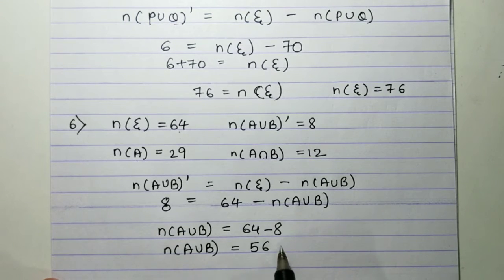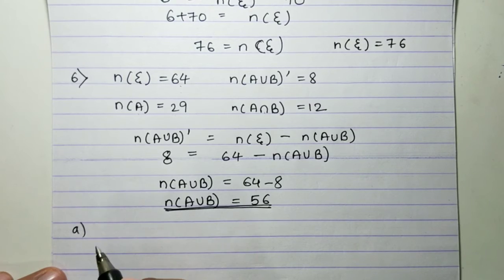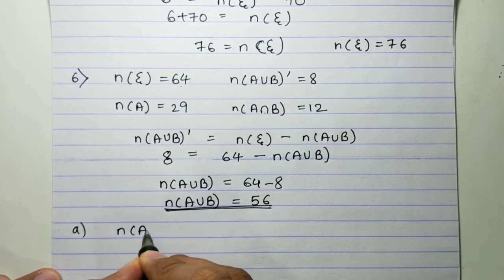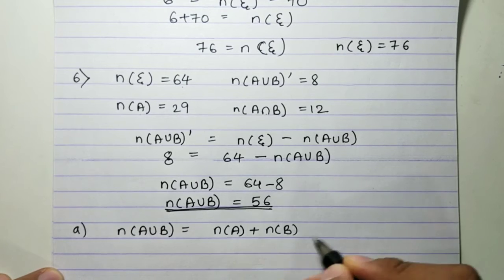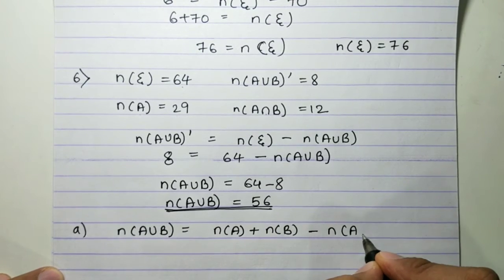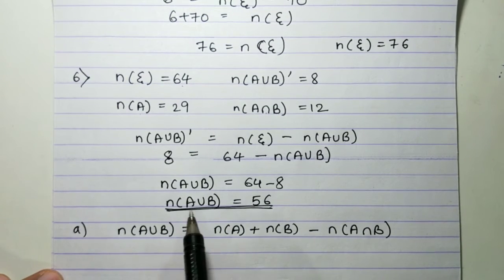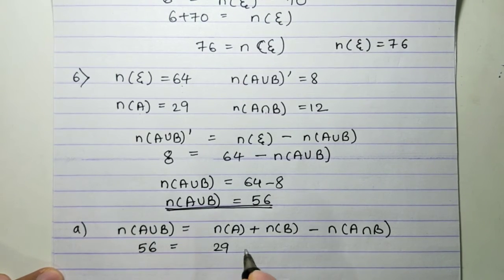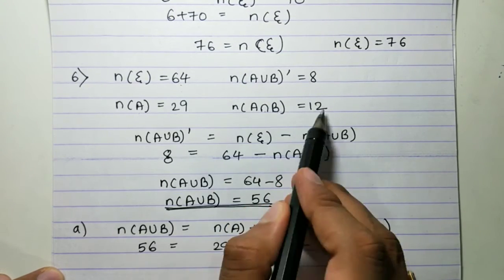Okay, this is important now. This will help us in solving the sub questions. Now the first sub question is we have to find B. So use the first formula. A union B is n of A plus n of B minus A intersection B. First formula. Now this A union B you already know is 56. A is 29. B you don't know. But A intersection B you also know is 12.